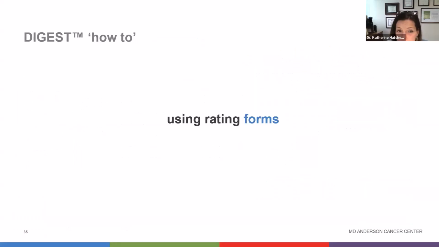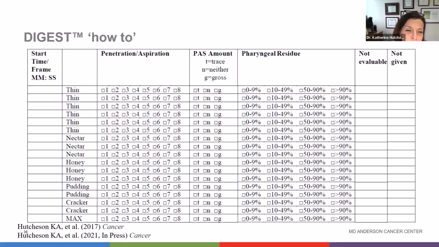So how to DIGEST the analog way is to use paper forms, which I still use in my clinic. I had a fluoro clinic this morning. And here you can see just one example of a paper form that you might use to track the penetration aspiration scale scores and the residue ratings for each of the bolus trials in your protocol. So you might see this as your result where the first thin liquid trial had a PAS score of 1 and residue under 10%. Whereas the first cracker trial had a PAS score of 1 with residue in the 50 to 90% range.